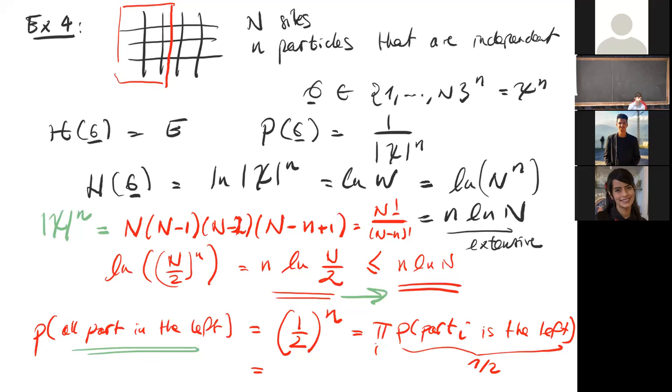Sometimes it's better to specify at the beginning, because when I specified at the beginning, I said every particle can be at any site at any time. Okay. Is it okay?